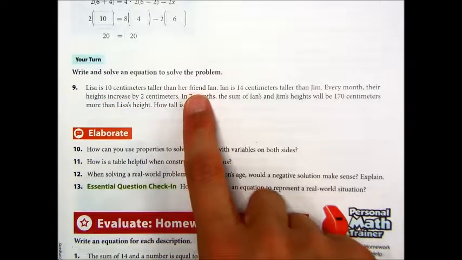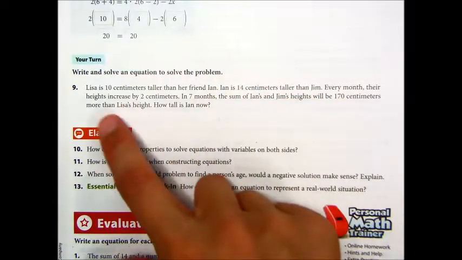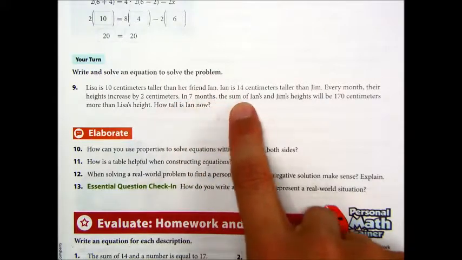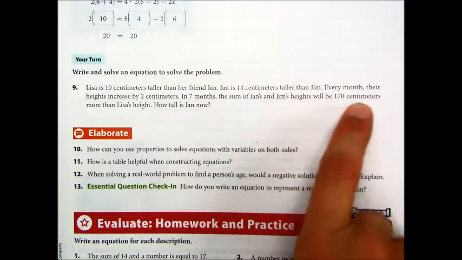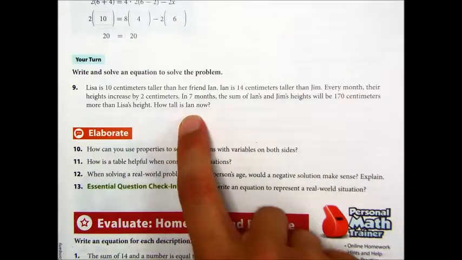friend Ian. Ian is 14 centimeters taller than Jim, and every month their heights increase by 2 centimeters. In 7 months, the sum of Ian's and Jim's heights will be 170 centimeters more than Lisa's height. How tall is Ian now?